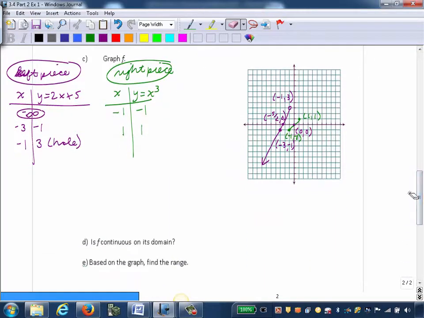Part D, is f continuous on its domain? If we take our pencil all the way left as far as this graph goes and start tracing left to right, I'm continuing along. Now I hit an open circle and there's a split in the graph and I jump down to this piece. Since I had to lift my pencil to jump to that second piece, we know this graph is not continuous on its domain.